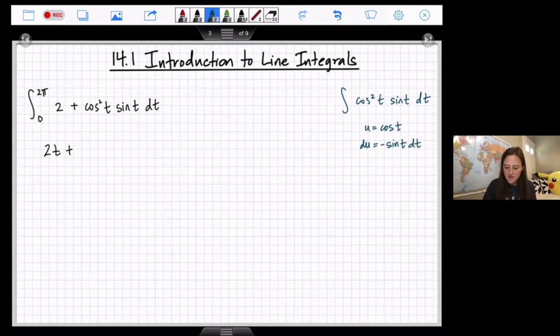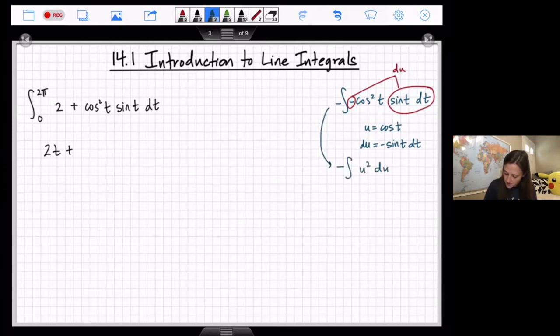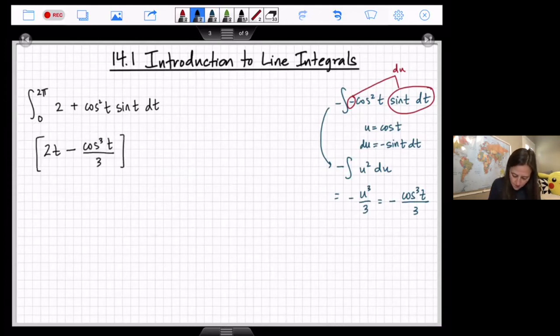I just need to have a negative sign on my sine function. So I'm going to put a negative in here and compensate with a negative on the outside. And then the sine t dt, all of that's going to get sucked into the du. And that leaves me with a negative on the outside. Integral of cosine squared is going to be u squared. Everything else got pulled into the du. So this is a pretty simple integral once we get the substitution going. And I'm going to have u cubed over 3, which is negative cosine cubed t over 3. And that's my antiderivative that needs to go for the second part of my integral. So I actually need this to be a minus cosine cubed t over 3. And we're going to evaluate this from 0 to 2 pi.